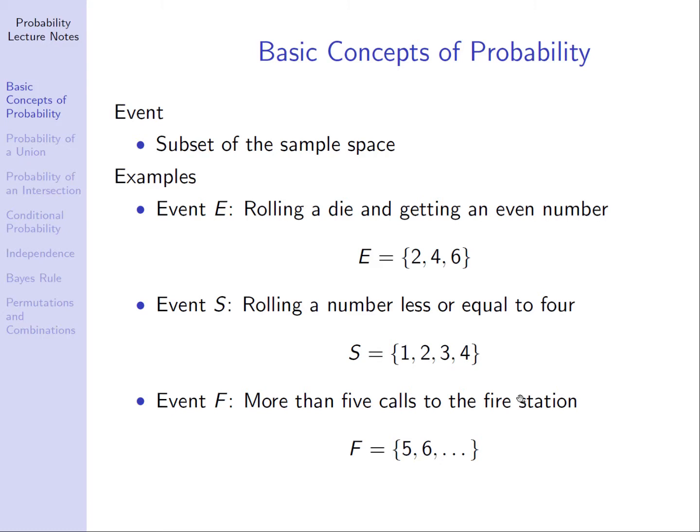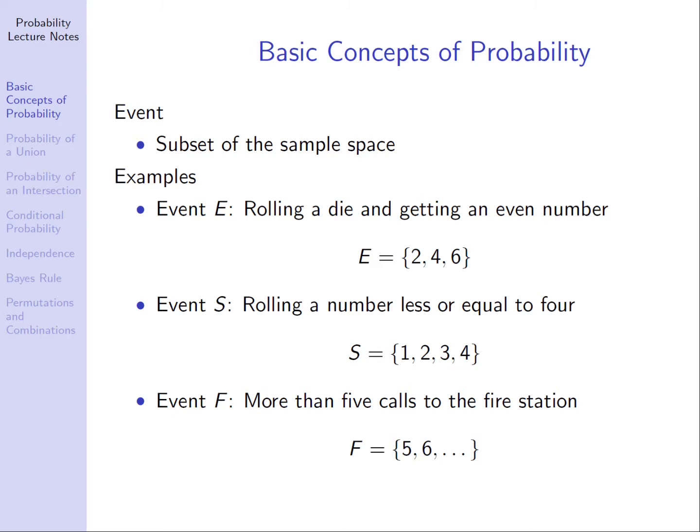Suppose that you're interested in the number of calls to a fire station, and suppose that you have 4 fire trucks in your fire station, and you're interested in the event of getting 5 or more calls. Because if you get 5 or more calls, then those 4 fire trucks may not be sufficient. Then, in this case, the event F contains the elements 5, 6, and so on.